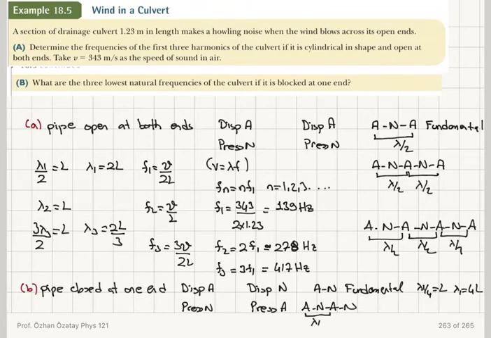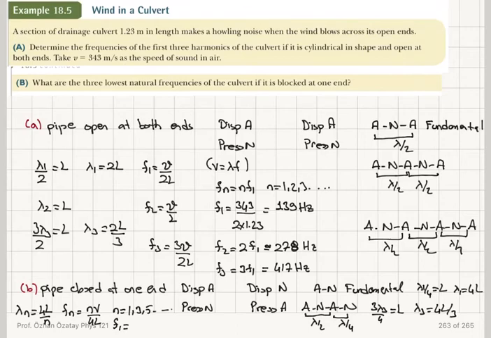Next, I have to start with an A and with an N. So this is lambda over 2, lambda over 4. So 3 lambda 3 over 4 is equal to L. Lambda 3 is 4L over 3, etc. So I find that lambda n is 4L over n. Frequencies are nv over 4L, where n is an odd integer, 1, 3, 5, etc.